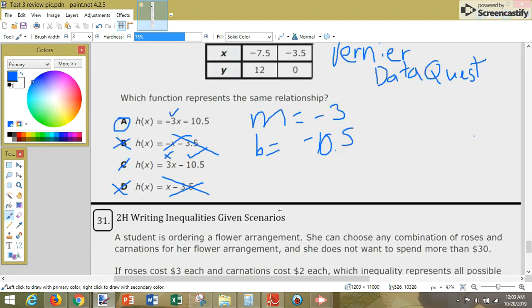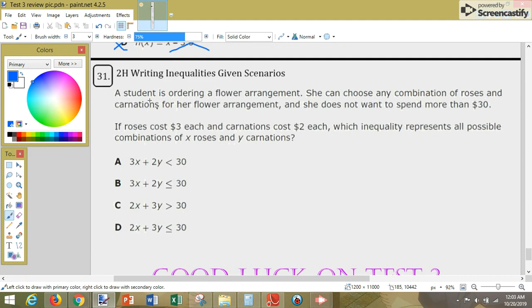Okay, the last one, number 31. 2H, writing inequalities given scenarios. A student is ordering a flower arrangement. She could choose any combination of roses and carnations for her flower arrangement, as she does not want to spend more than $30. If roses cost $3 each and carnations cost $2 each, which inequality represents all possible combinations of X roses and Y carnations?